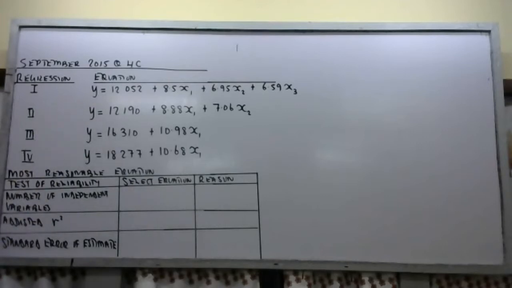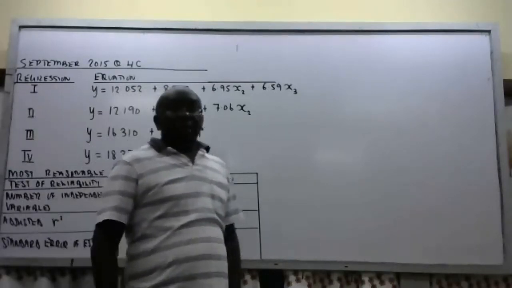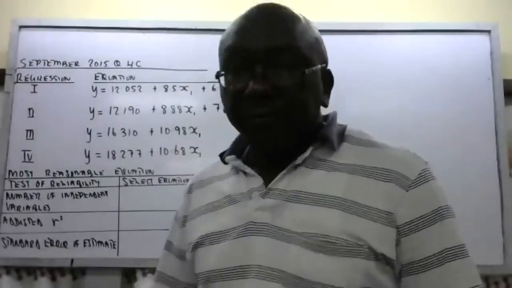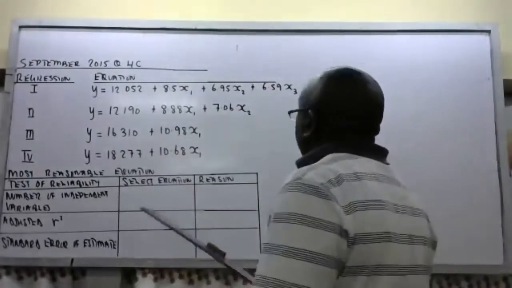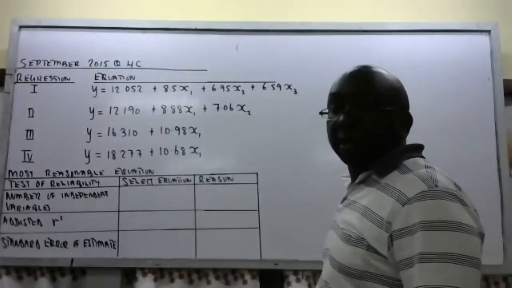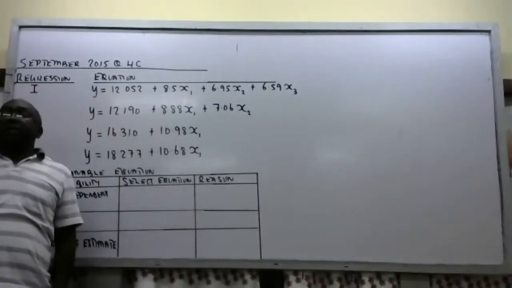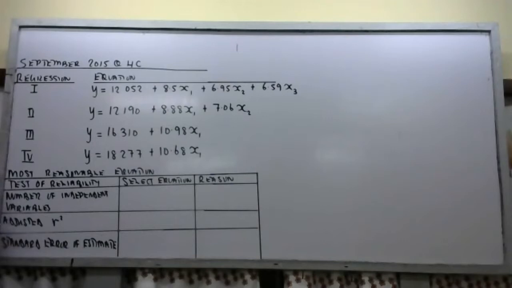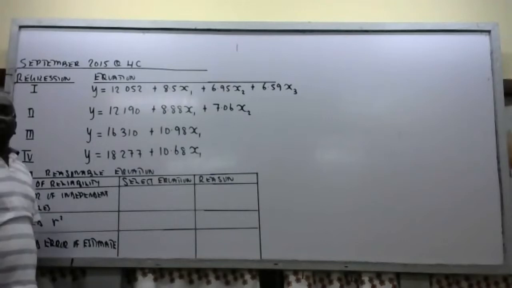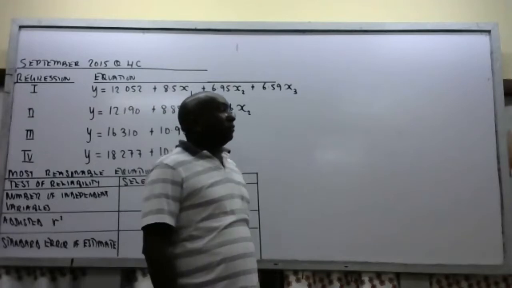Equation 1 has how many independent variables? Equation 2, equation 3, and equation 4. So which one is best? Select the equation. So which one is the best of those 4? Do you go where you have many independent variables or where you have fewer?